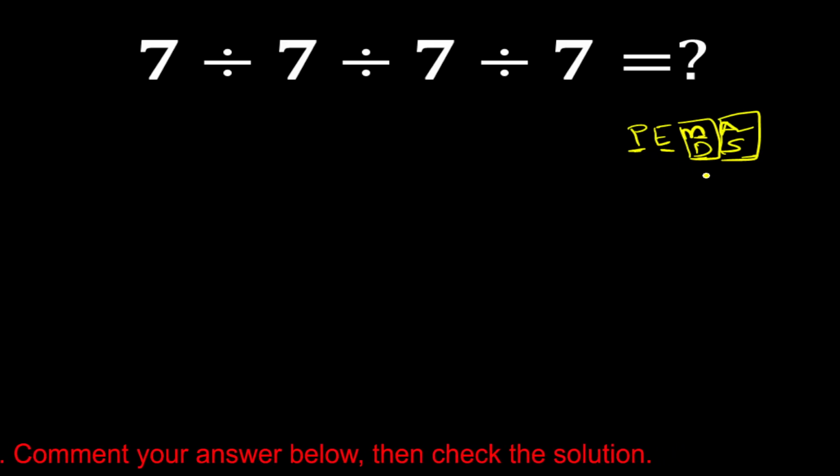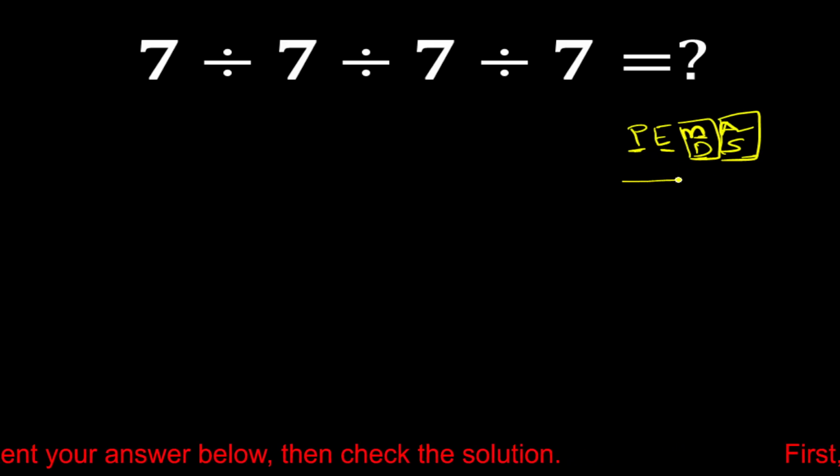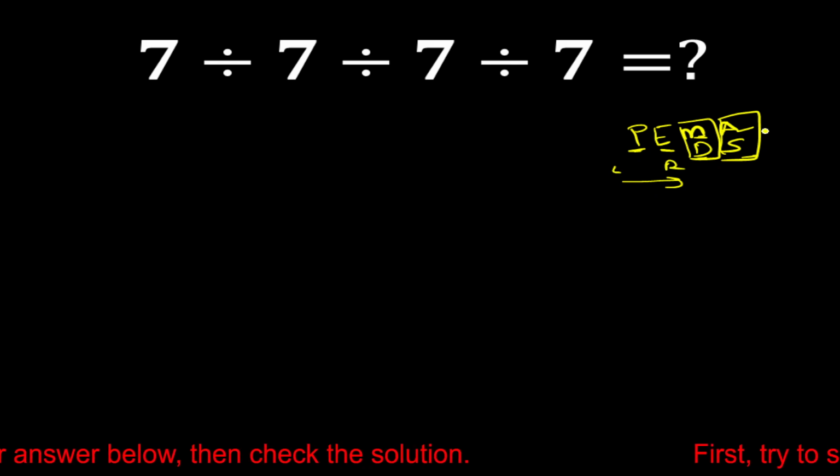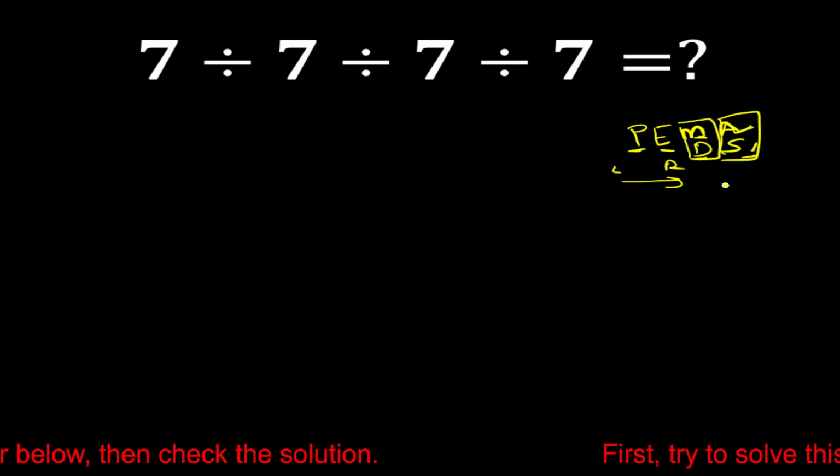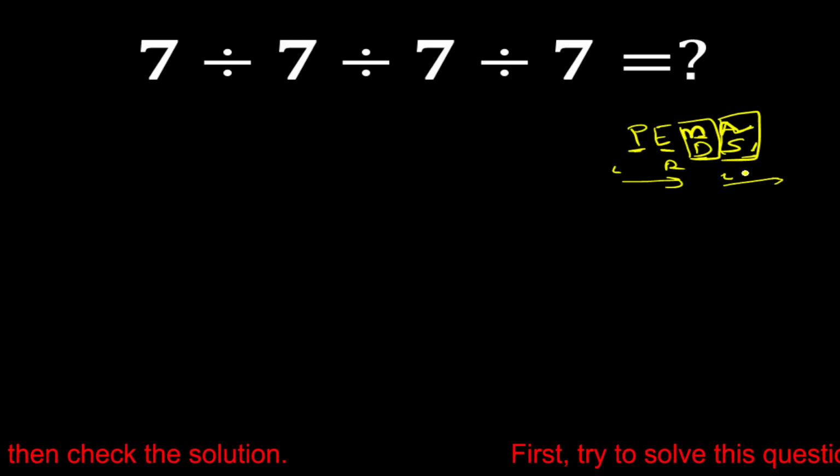So multiplication and division both have equal priority, so we have to solve it from left to right. And also addition and subtraction both have equal priority, so we have to solve it from left to right. Okay.